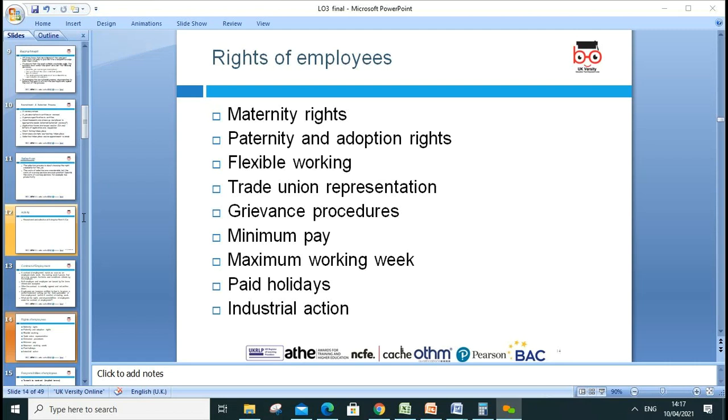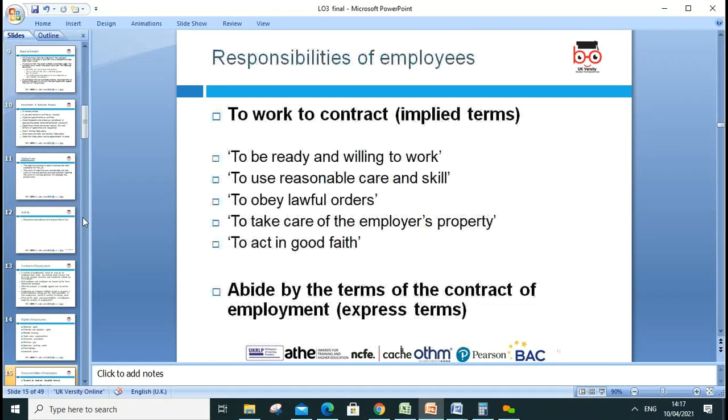Okay, so we have all these legislation. Anybody have any question if you want to inquire? Okay, then the responsibility to work the contract. Implied terms we have: be ready and willing to work, use reasonable care and skill, obey the law and orders, take good care of the employer's property, not steal or misuse property, and act in good faith. So that's about the terms of the contract.